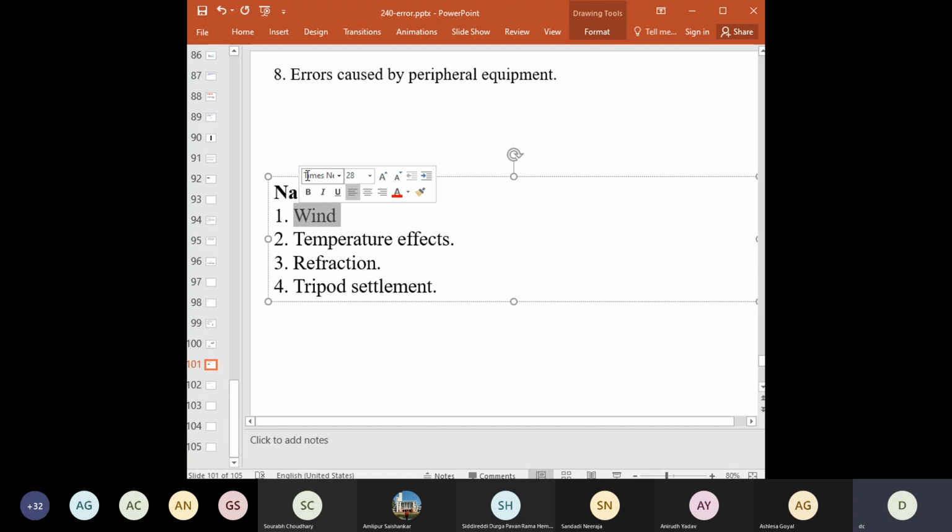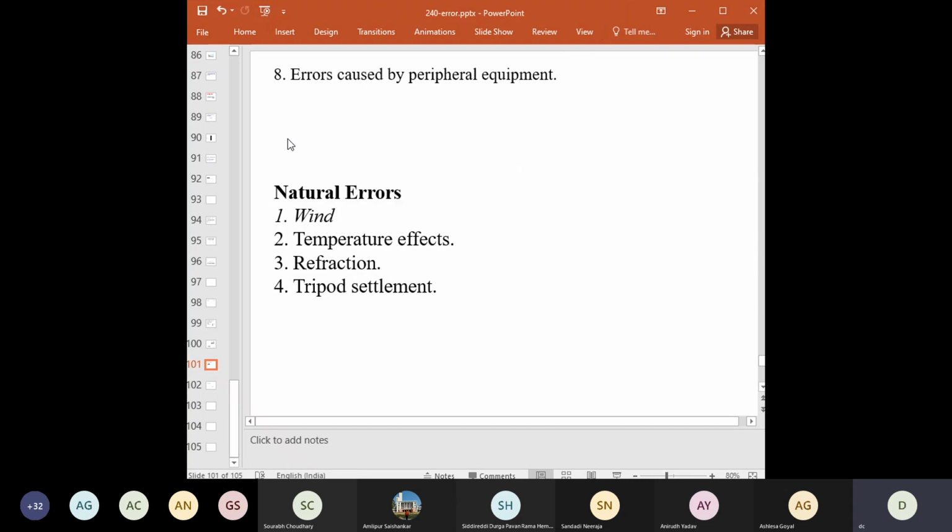Okay, so if it is windy, we either put it under windshields, or we try to avoid taking observations during windy situations. So next is the temperature effect.